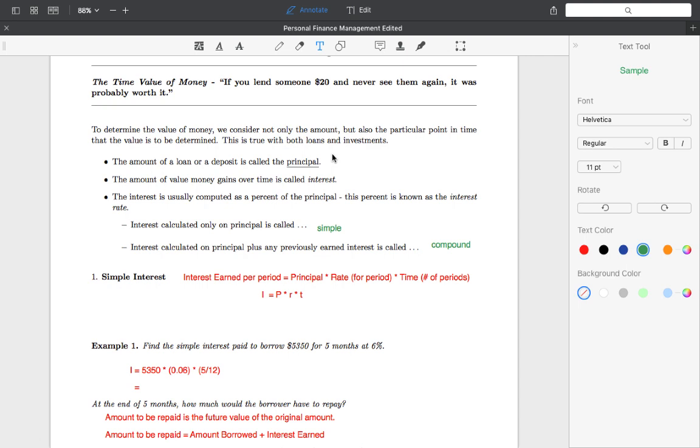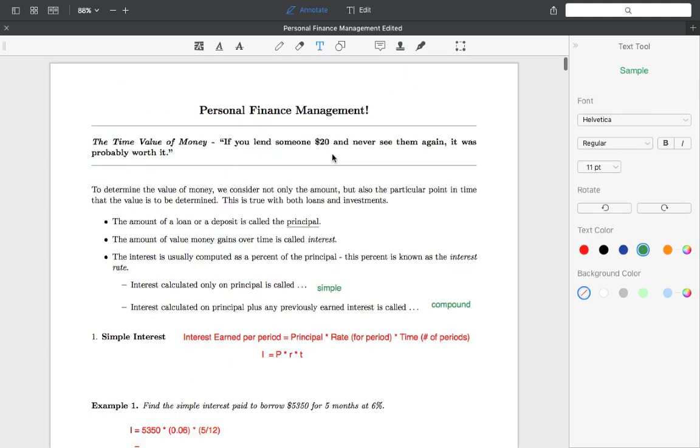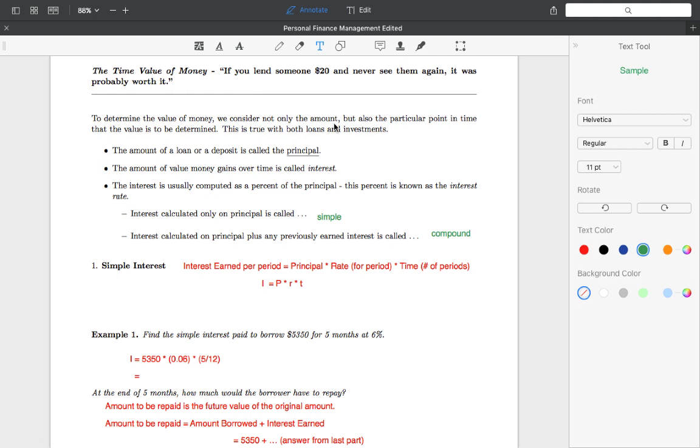So, just starting off and going through the notes, even though it says personal finance management at the top, it's really just going to be some basics about financial mathematics.